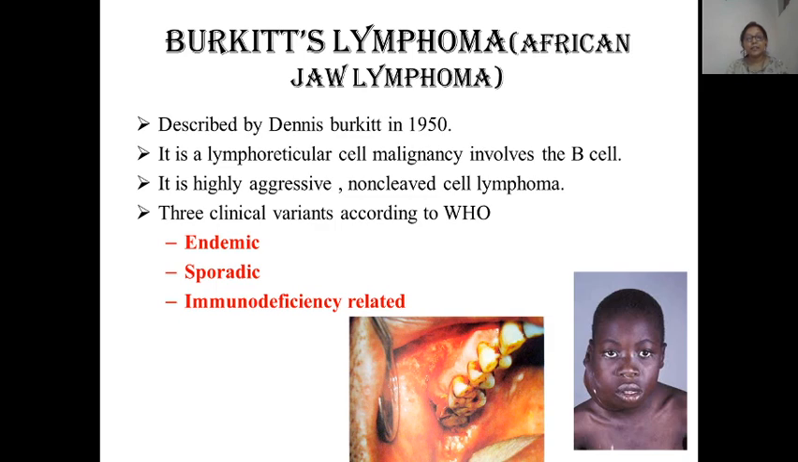It is non-cleaved cell lymphoma and it has three variants. One is endemic, sporadic, and immunodeficiency related, according to WHO, but there is also one variant which shows the endemic and the non-endemic variant. Endemic is the African variant, and the non-endemic is the American variant that is shown in some books.